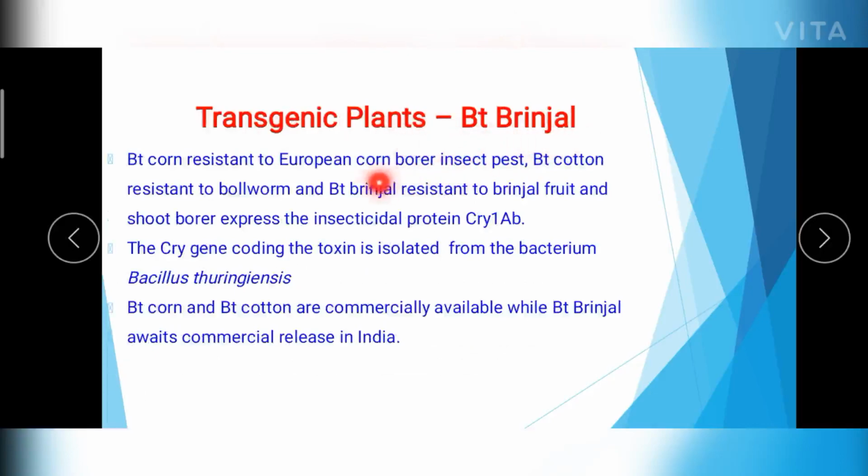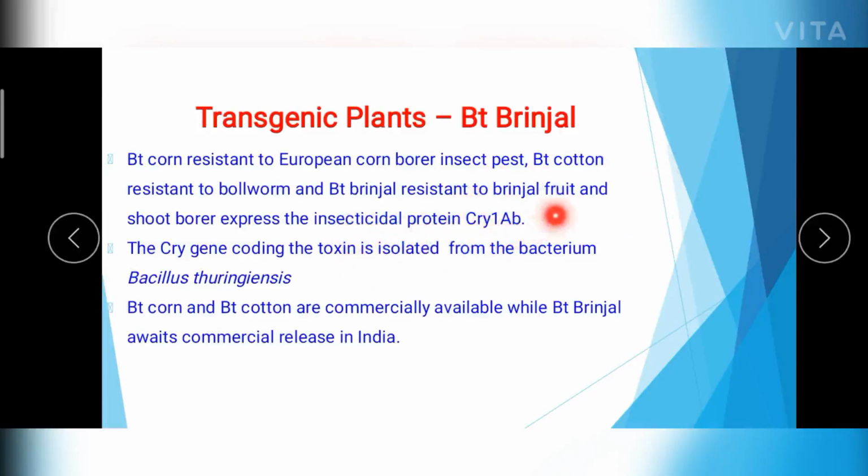So you'll be studying about the insecticide resistant plants like BT brinjal, BT corn, BT cotton. This BT corn is resistant to European corn borer, whereas BT cotton is resistant to bollworm larvae. BT brinjal is resistant against the brinjal fruit and shoot borer. So all these BT plants have the ability to produce an insecticidal resistant protein called Cry1AB.